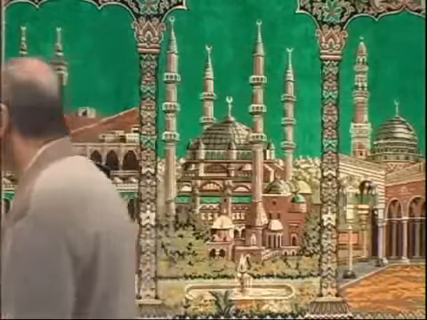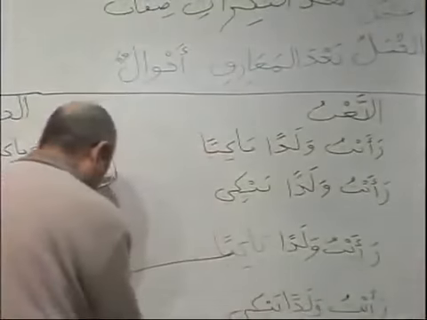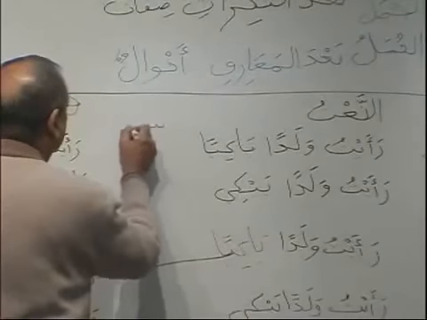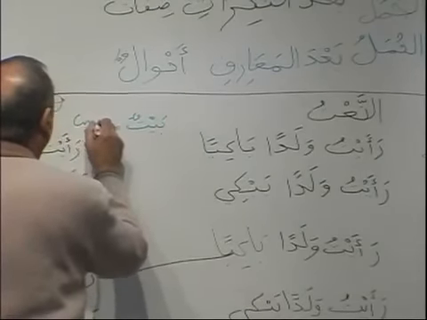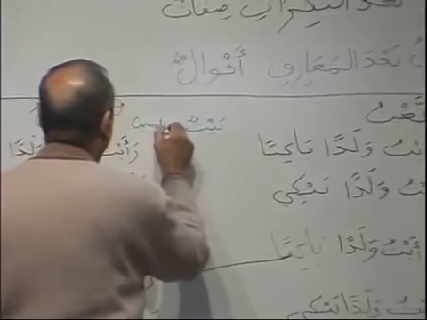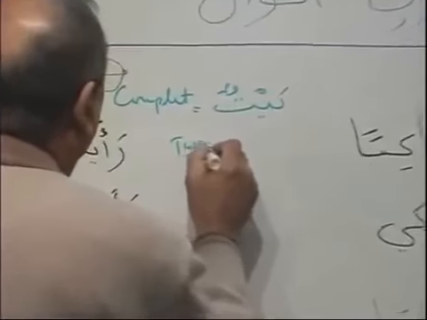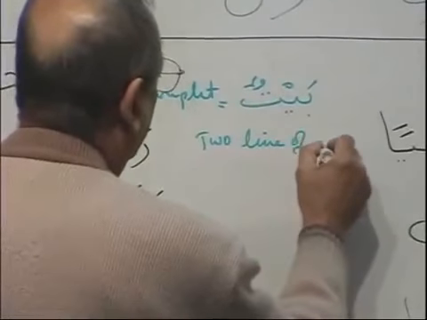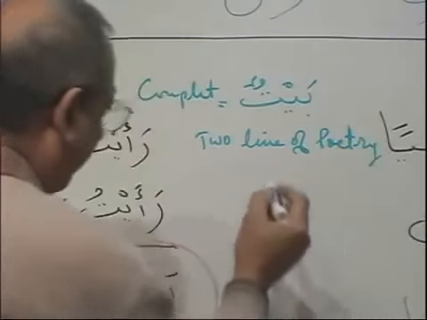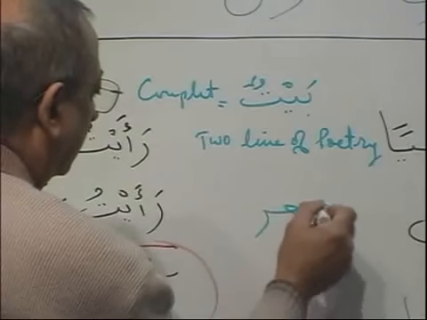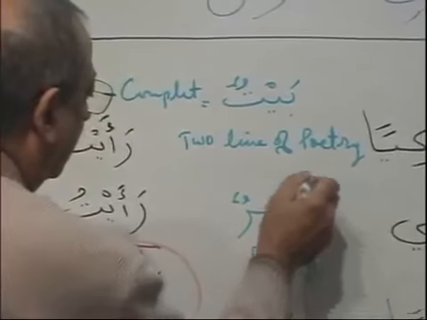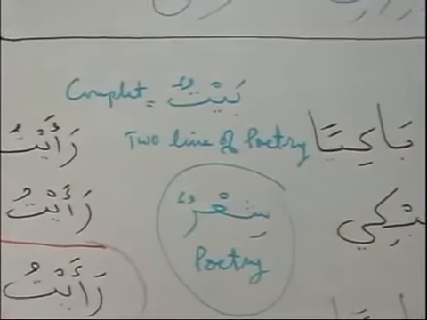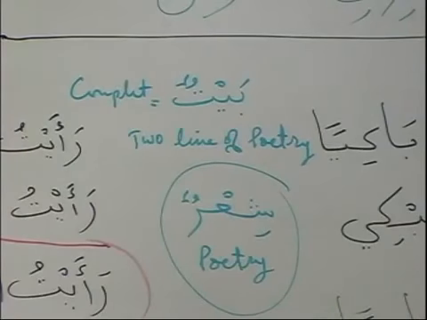Let me write down so that you will have a good idea later on. Baitun means, brother, couplet, two lines of poetry. What is poetry? This is poetry. Got the idea, brothers and sisters? Inshallah. Read the two lines, or read a couplet.